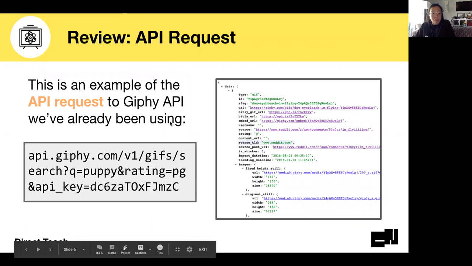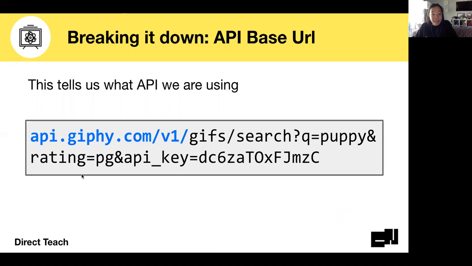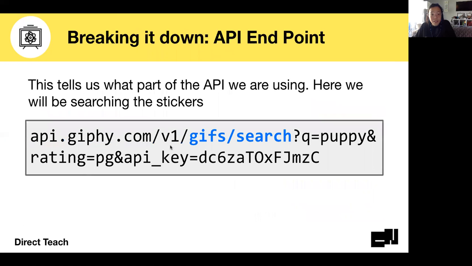So this is an example of the API request to the Giphy API we've already been using. And so for our project day 1, you used this API URL to request information about this very specific thing from Giphy. So this part tells us what API we are using, right? And this part tells us what part of the API we are using. And here we'll be searching stickers. We will be searching the GIFs.